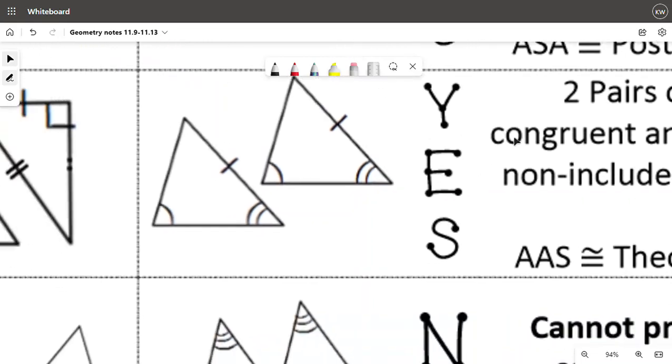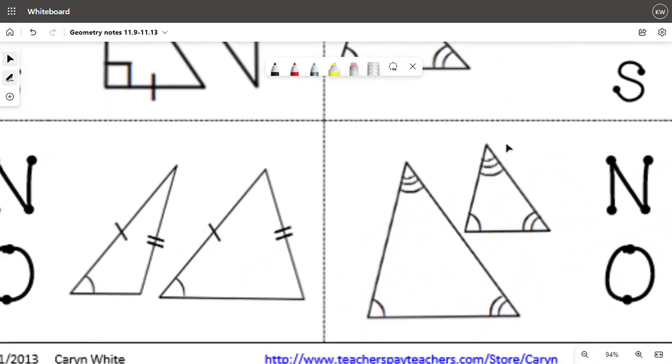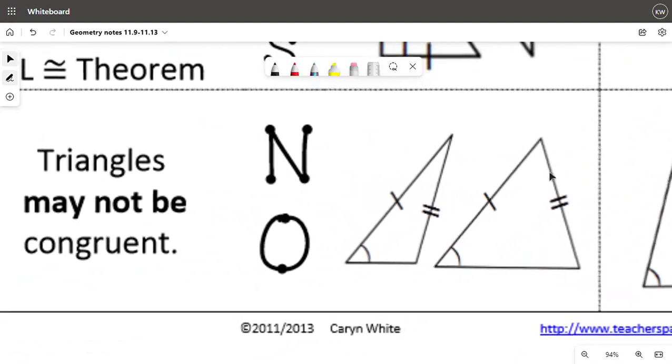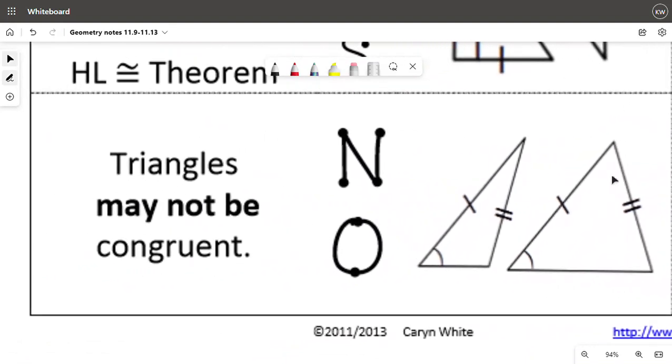Alright, now we got two more left at the bottom that we're going to talk about. Now, these are cases that are not going to be congruent. So, this one down here on the bottom left, this is talking about side angle. If you have two sides and an angle, these aren't going to necessarily tell you that these are congruent, okay? This may not be congruent. Could there be other ways to prove that they're congruent? Yes, but this would not be a good way.